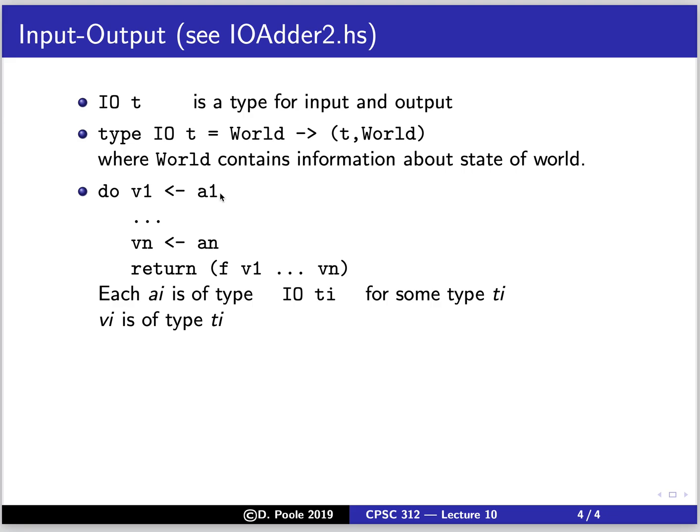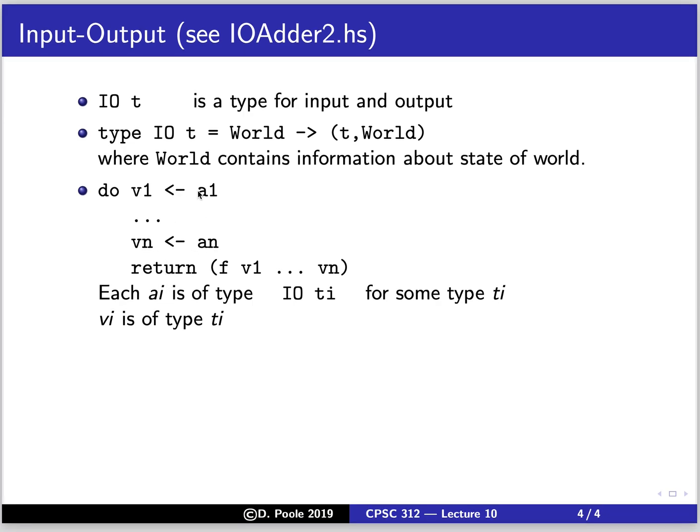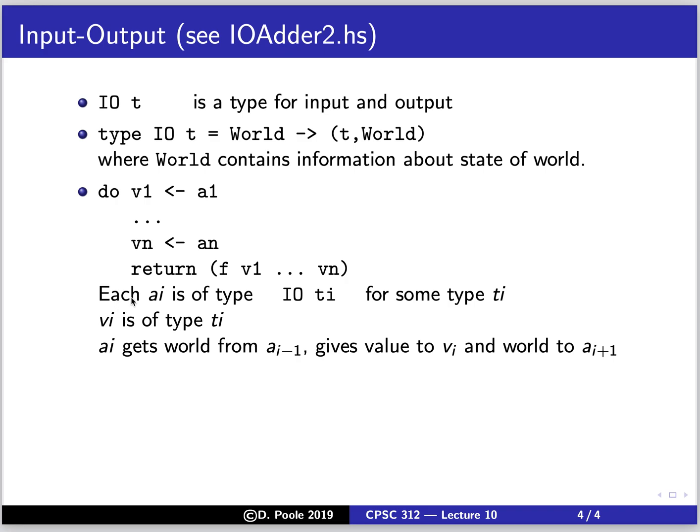Now let's look at this same construct again. You have do, with v1 from a1, up to vn from an. Each ai here has to be of type IO of ti for some type ti. Each one of these takes a world and returns a value and a new world. And this vi has to be of type ti. So vi gets the value that ai returns. This one here corresponds to the value that's going to be put.